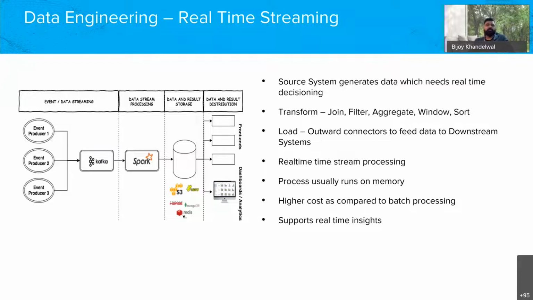Now, some of the things with this kind of architecture, as I told, I'll just reiterate. The process usually runs on memory so that it is faster. And because of that, the cost is high, because the basic bottom line is memory is far costlier than disk. So only when real-time decisioning is really needed do we go for such kind of architecture. Again, there's no pride in using real-time streaming when you don't need it.